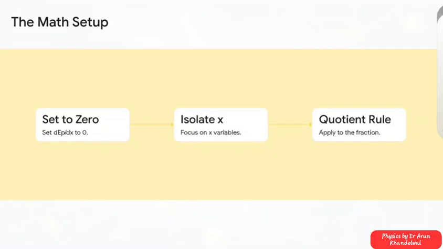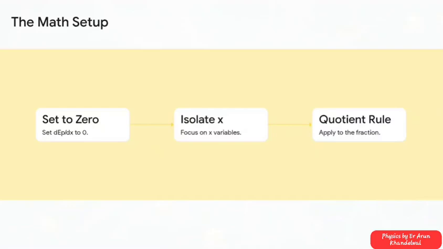Step 2 involved a little trick, recognizing that constants like k and q don't actually affect where the peak occurs, so we can essentially ignore them for the derivative calculation and just isolate the variables involving x. Step 3 is the execution, applying the quotient rule.